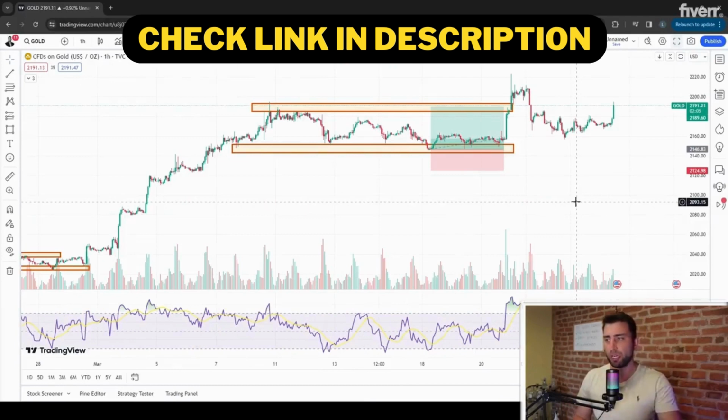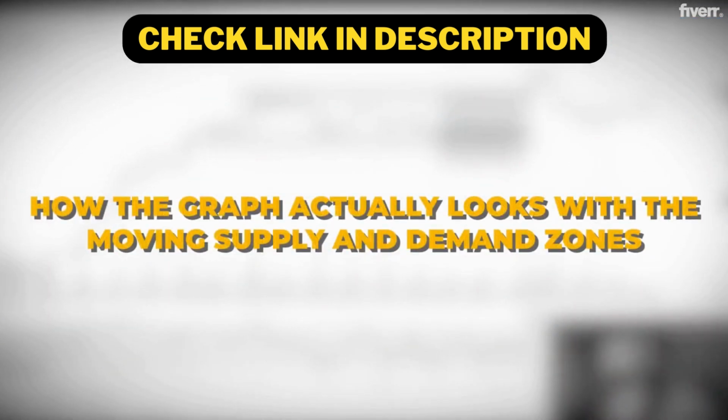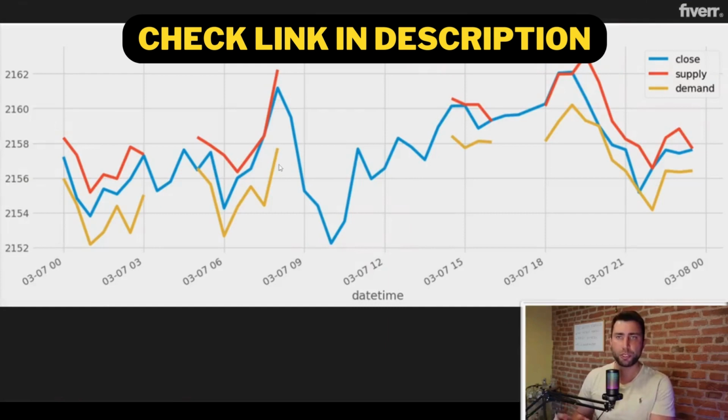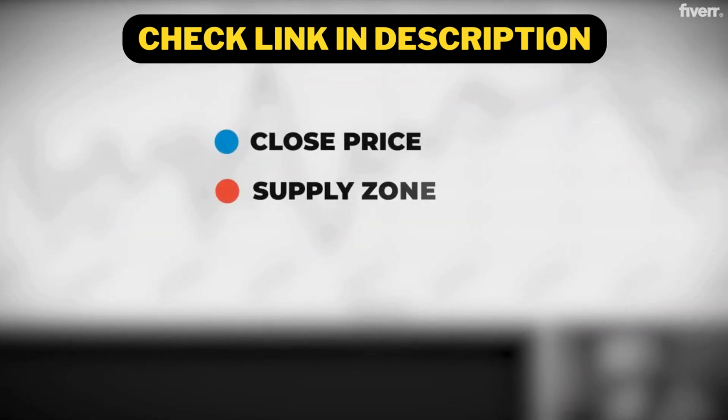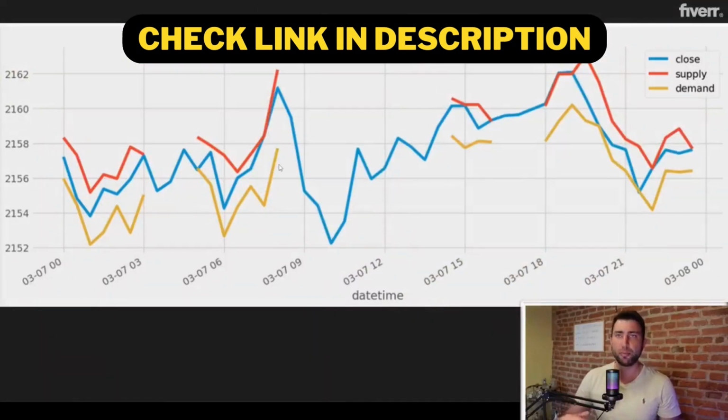Now I will show you how the graph actually looks with the moving supply and demand zones, using my approach with the true range and some other minor details. For a given day, I get the following graph, right? The blue line is the close price, and then the supply zone is the red one, and the demand is the yellow one. As you can see, those zones are actually moving with time. However, this is the closest approach I've been able to get for the supply and demand zones programmatically.